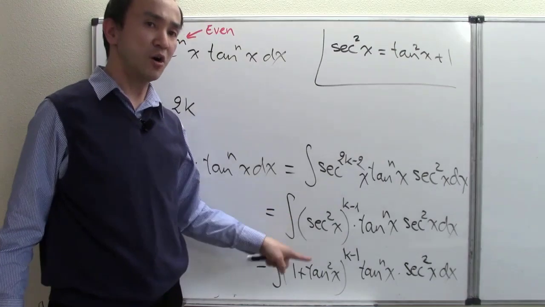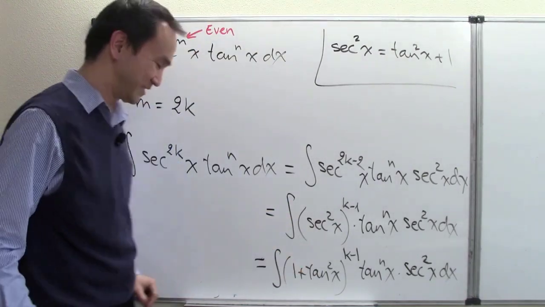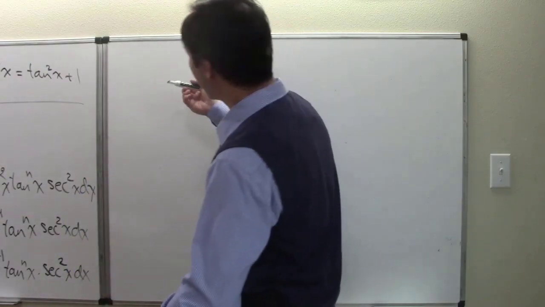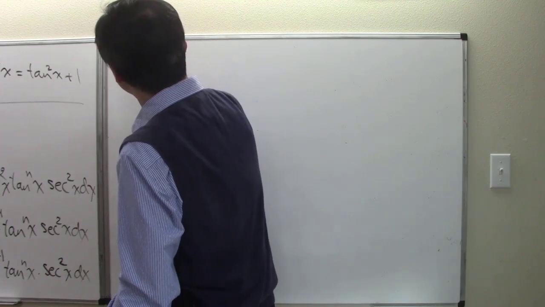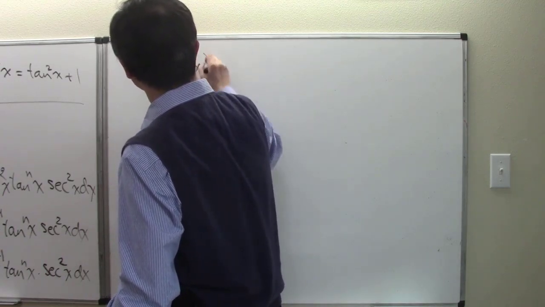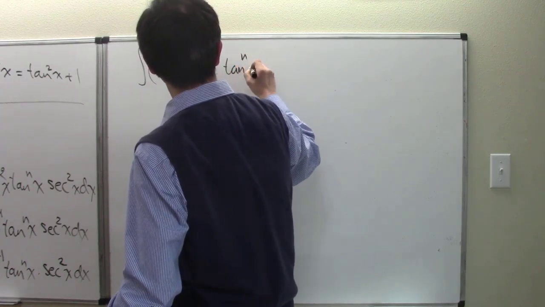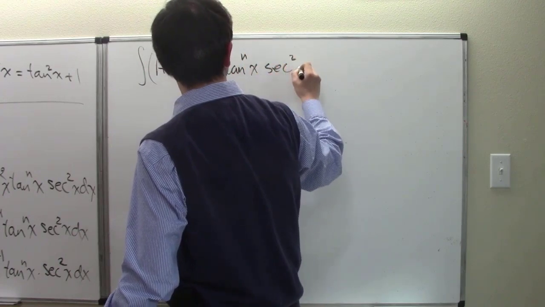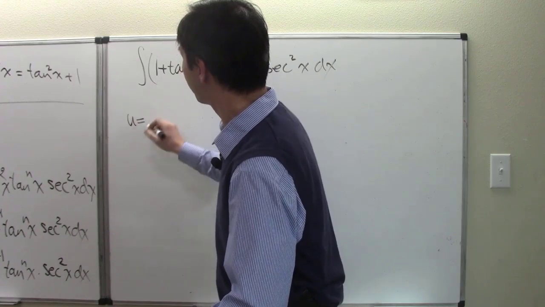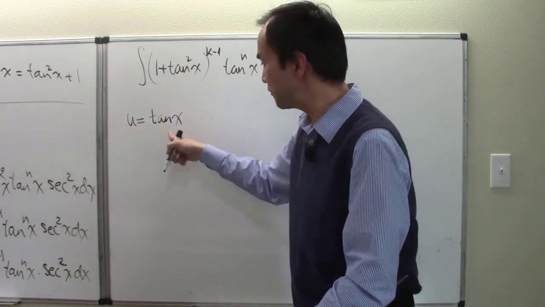All right, and so the unlocking key is right from here. Now, upon arriving at 1 plus tangent squared of x to the power k minus 1 times tangent to the power n of x times secant squared of x, I can now substitute u for tangent of x.